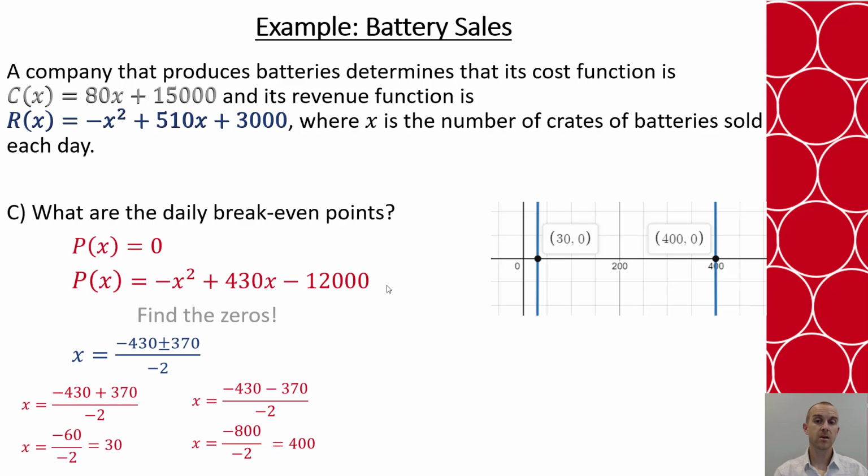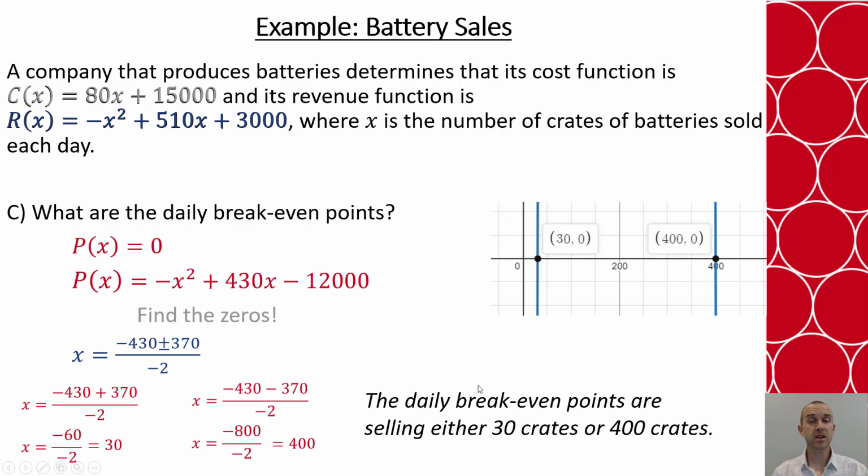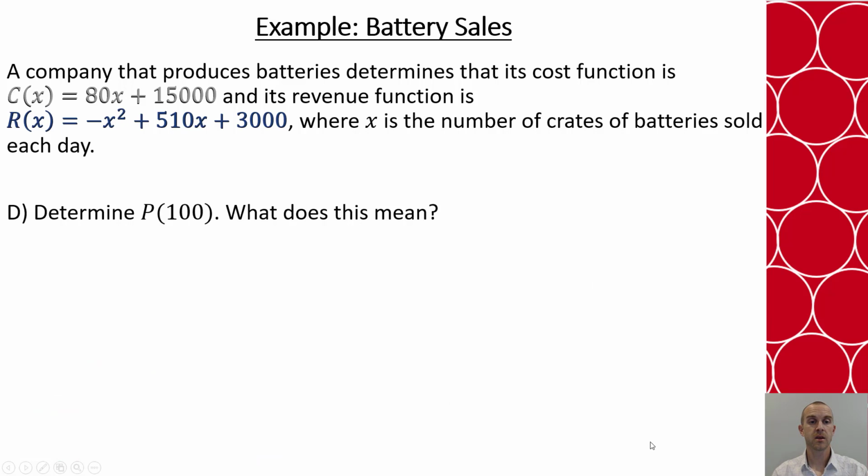I can sell 30 crates of batteries. I can sell 400 crates of batteries. Those numbers make sense in context. So we know the daily break-even points will be at 30 crates and 400 crates.